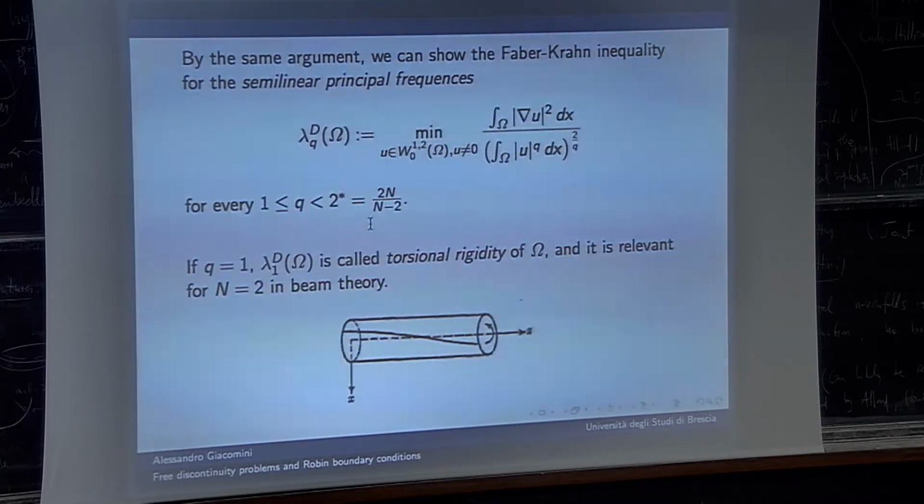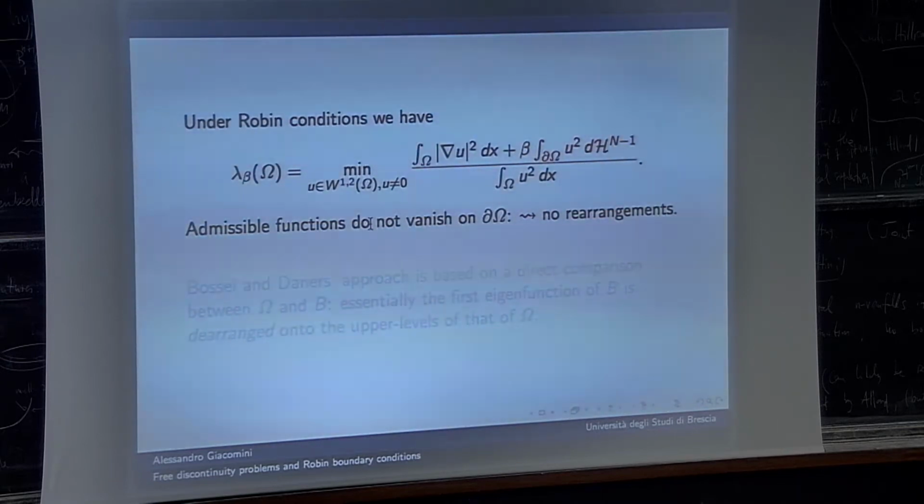If we move to Robin, then the situation is very different, because we still have a representation of the eigenvalue as the minimum of a Rayleigh quotient, but now we have an extra term, which of course keeps track of the Robin boundary condition. This extra term is a trace term, so it takes into account the value of u at the boundary. And this term scales in a way completely different with respect to the other two. So in particular, this is why we don't have a simple formula for the eigenvalue under dilation.